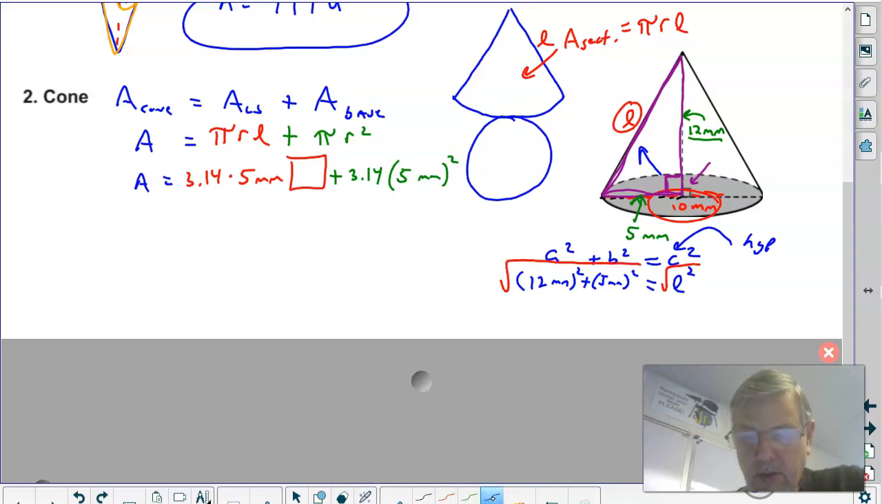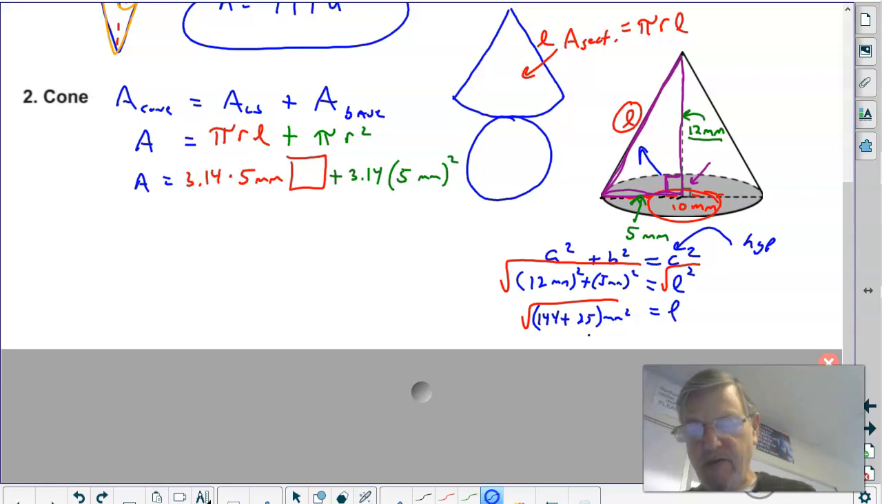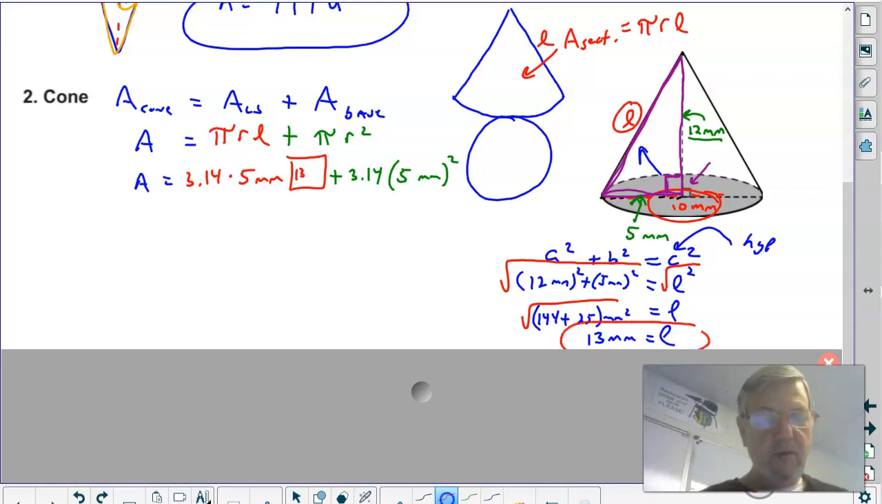Okay. So now we have on the left the square root of 144 plus 25, and these are millimeters squared, and that equals L. Okay, 144, 154, 164, 169. Oh, that's very nice. What's the square root of 169? 13. What's the square root of millimeters squared? Remember, square roots undo squares, right? So you get millimeters, and there's our L. Perfect. So back in here, we go 13 millimeters.